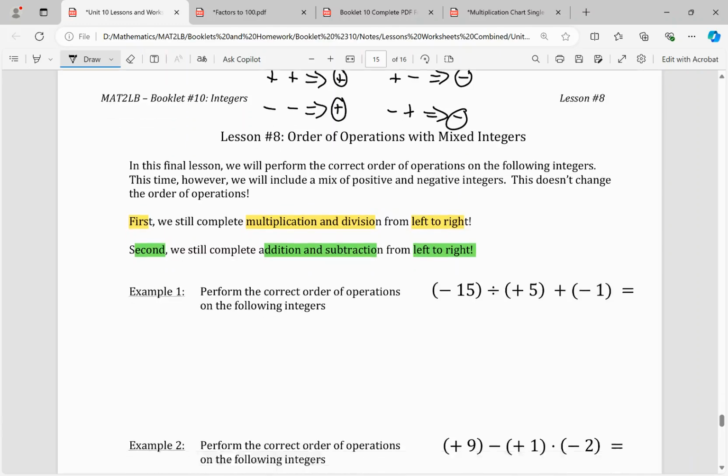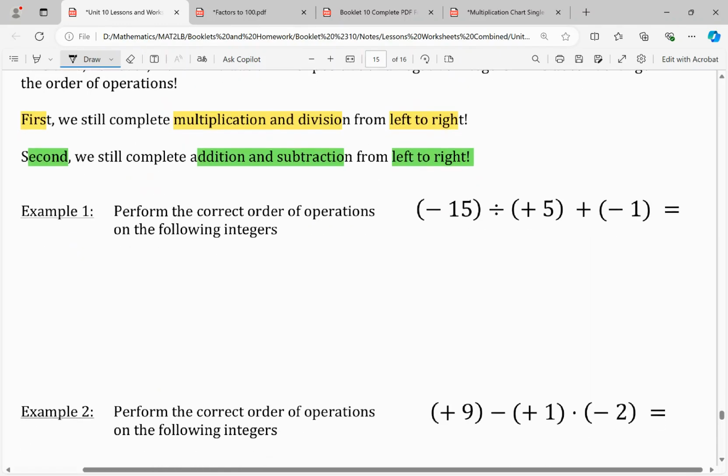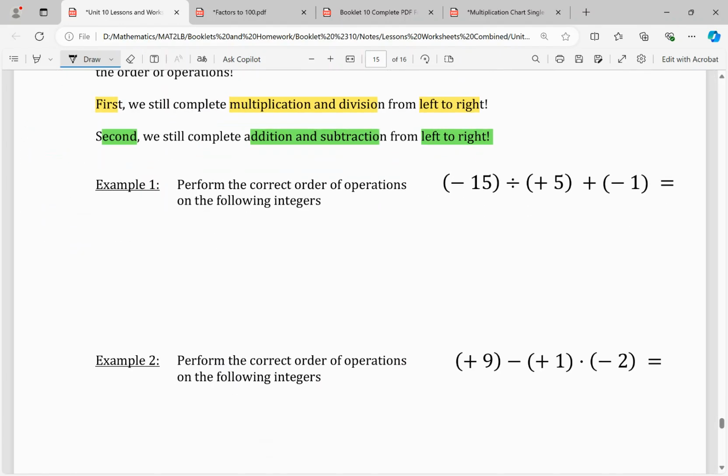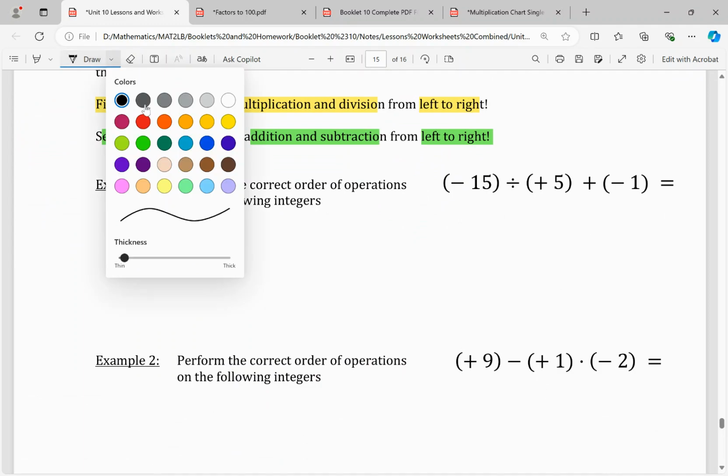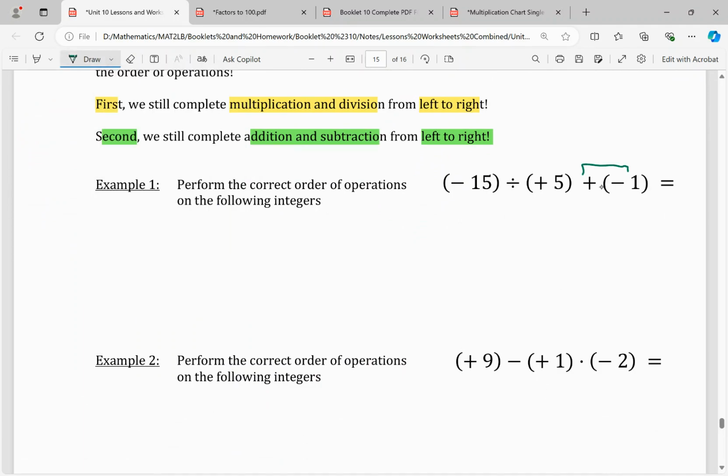Now, using these rules, we're going to solve this first problem. Performing the correct order of operations, solve the following. Now, remember that I like to deal with these situations first, where you have two signs that are directly next to each other. Now, this positive and negative is going to make a negative, so I can rewrite this problem as negative 15 divided by positive 5 minus 1.